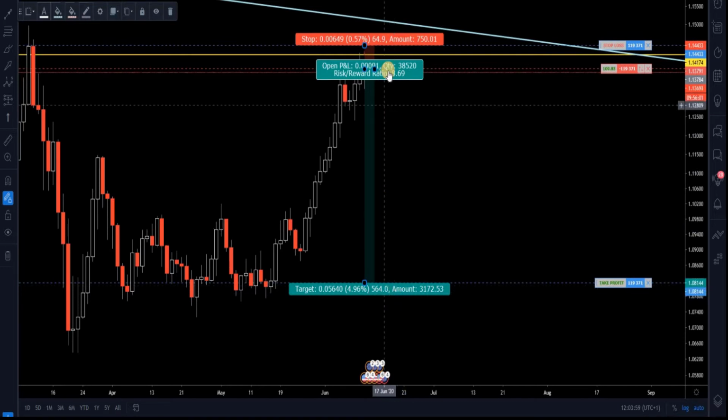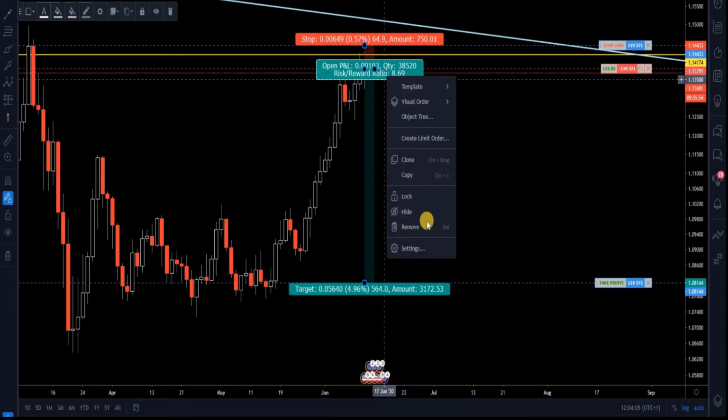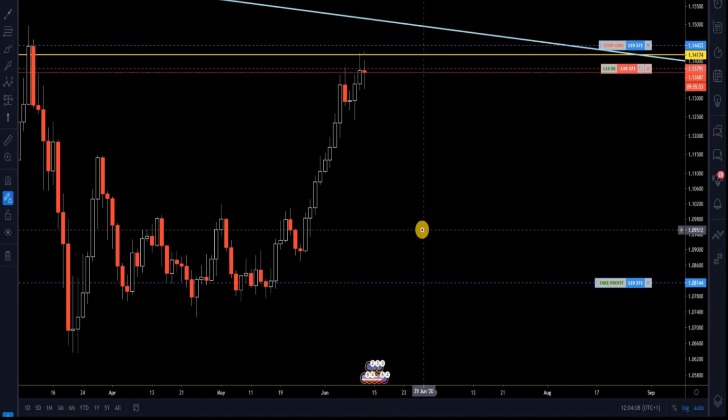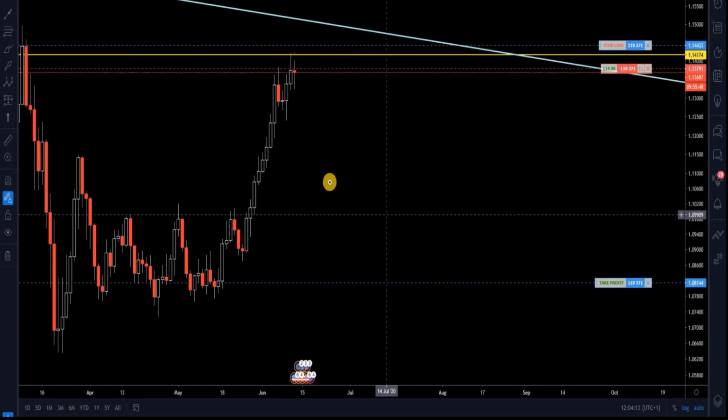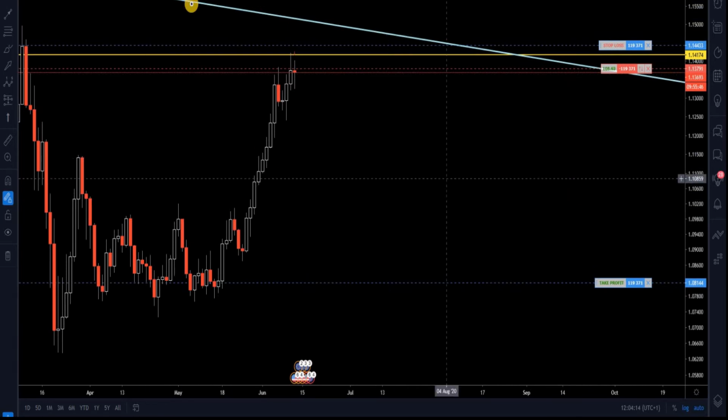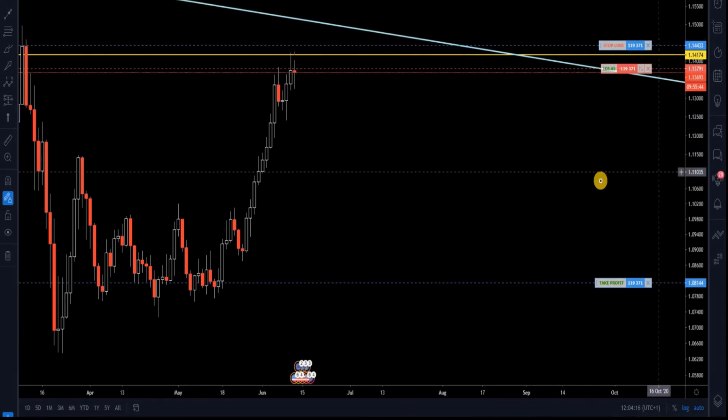So what I've done is I've reduced the lot size, so we're actually only risking 0.75% on this trade, guys. So let's see how we go. 0.75% of our account is what I'm meaning to say. So let's see how we go with this trade. Let's see if it pays dividends.